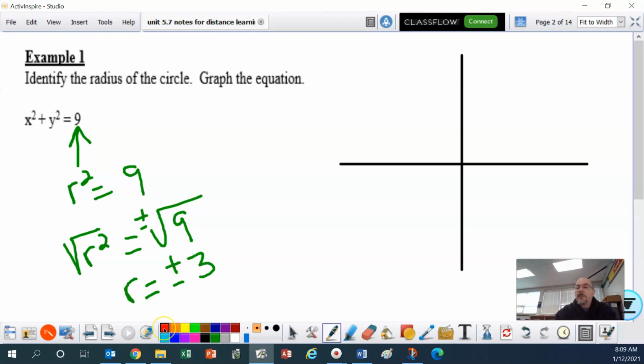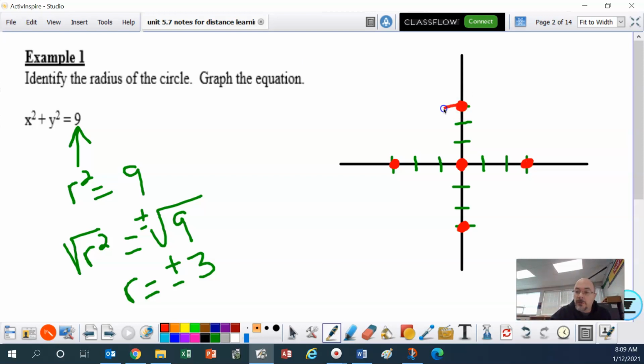So again, our circle, the center is going to be right there at 0, 0. So when I make this, I'm going to go 1, 2, 3 to the right, 1, 2, 3 to the left, 1, 2, 3 down, 1, 2, 3 up. Now try to sketch this as best that you can. I'll do the best that I can, and try not to make a diamond out of it. It is a circle.